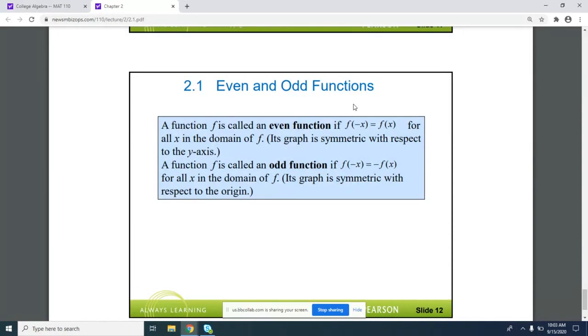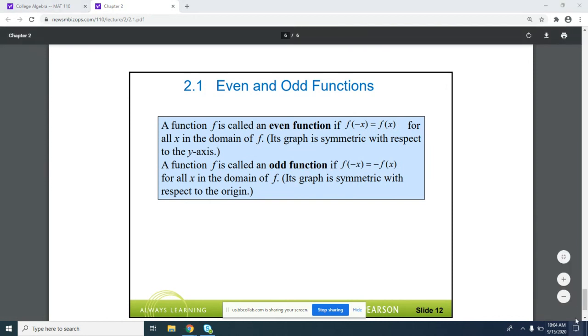A function is an odd function if f of -x is equal to -f of x. Now, when you're doing the homework on some of these problems, it'll ask you if the function is odd or even, and it'll ask why. Here's the why portion. This is what makes a function even: f of -x equal to f of x, and here's what makes a function odd: f of -x is equal to -f of x. Okay, and I'll explain both of these concepts.